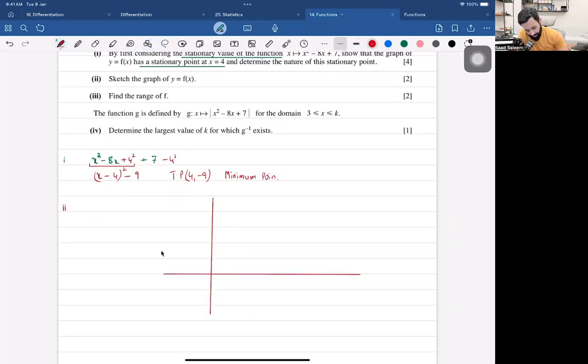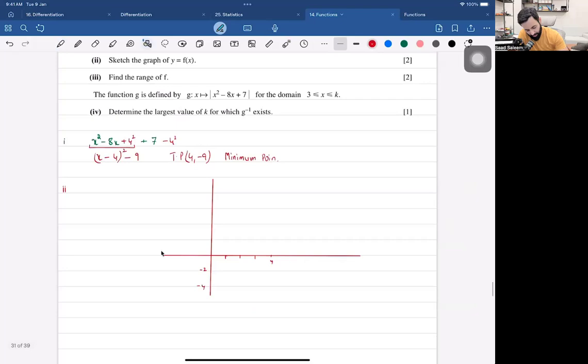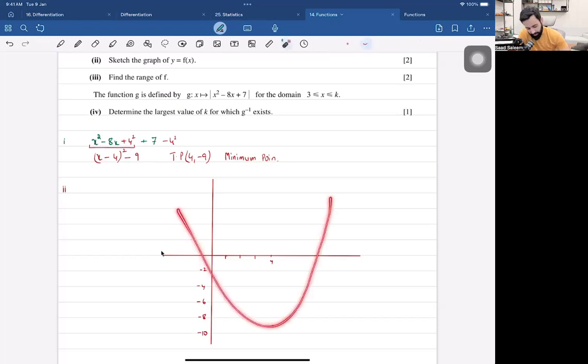Let's start with the turning point. So this is 1, 2, 3, 4. Okay, and minus 9. Let's say this is minus 2, minus 4, minus 6, minus 8, minus 10. So 4 comma minus 9 means that it's going to be somewhere over here. So we know that this is the point where the curve turns.